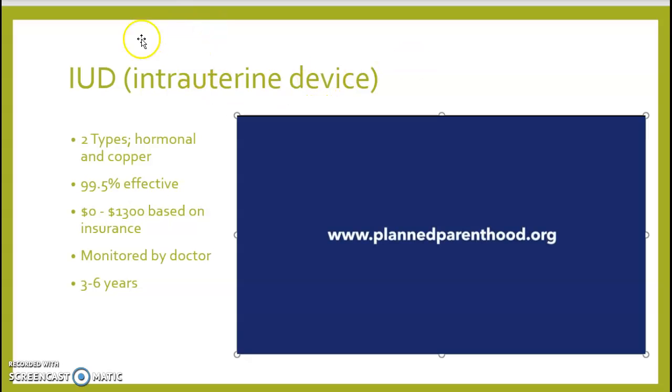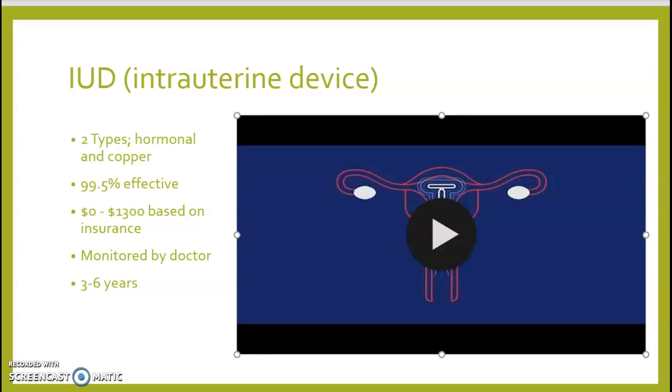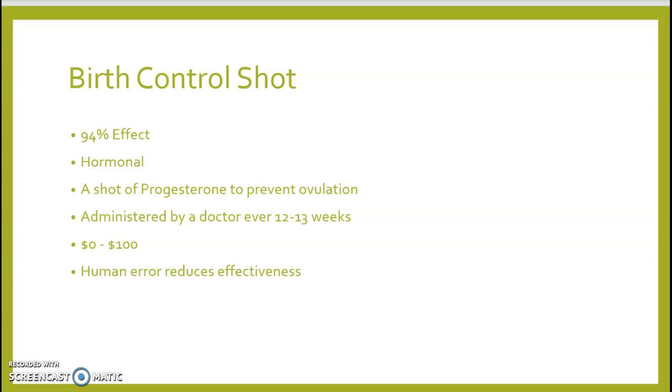Okay, so that was the IUD. The next one that we're going to talk about is the birth control shot. This one is 94% effective. It's a hormonal. How it works is that a shot of progesterone is given by the doctor every 12 to 13 weeks. So it is 94% effective.